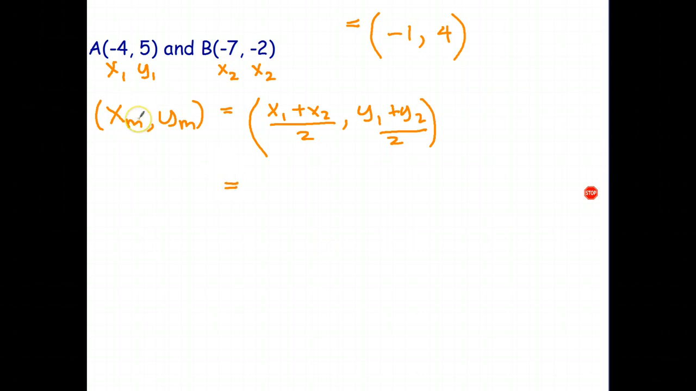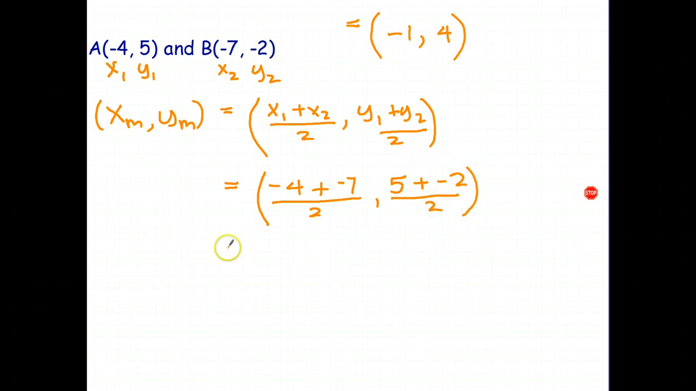So write the formula, substitute. So in place of x1, I put -4. In place of x2, I put -7, all divided by 2. In place of y1, I put 5. In place of y2, oops, I just found out I made a mistake. I can't believe that. But anyhow, it does happen very rarely. That should be y sub 2. So 5 plus -2 all over 2. Okay, let's go ahead and do the calculations.